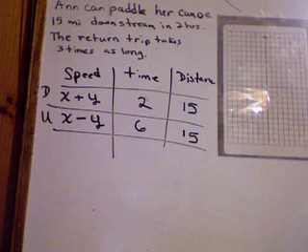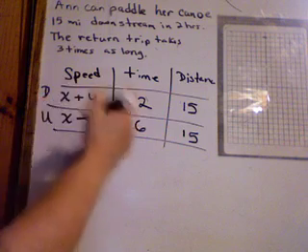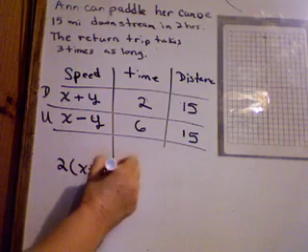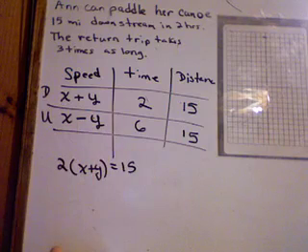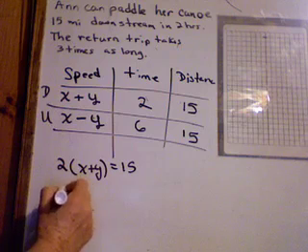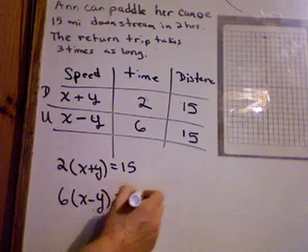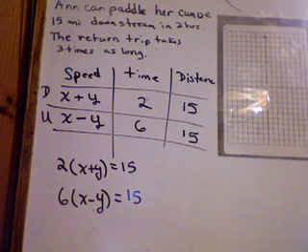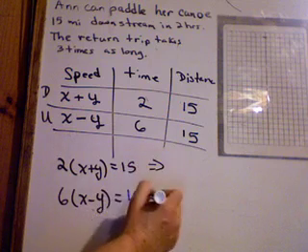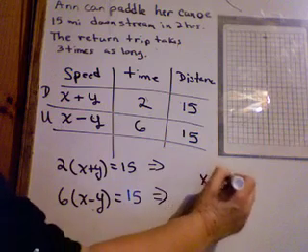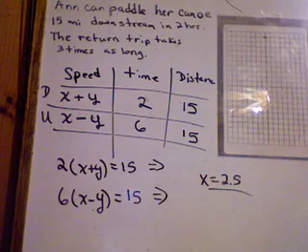Any thoughts? How about speed times time equals distance? So 2 times (x plus y) equals 15. And how about this one? 6 times (x minus y) also equals 15, right? Same distance both ways. Now, you can simplify these and solve them. Eventually, you should get x equals 2.5. I'm going to leave the solving to you. Be careful, don't forget to distribute, and then solve the system.